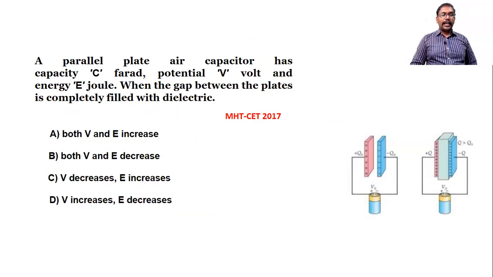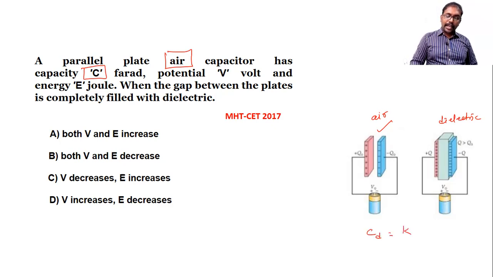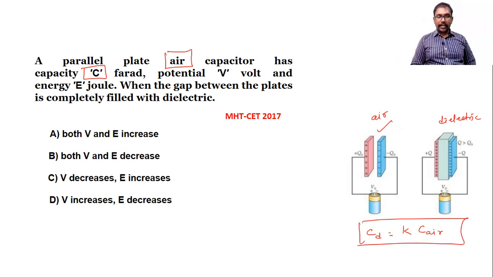A parallel plate air capacitor has capacity C. Means when we are using air, the capacity is C farad. Potential is V and energy E joule. When the gap between the plates is completely filled with dielectric. Listen, the gap is filled. You can see here a diagram. Here it is the air. Now here it is filled with dielectric. Then what happens? The capacity increases. Capacity with dielectric is K times the capacity with air. So this is the formula. Means capacity increases K times.